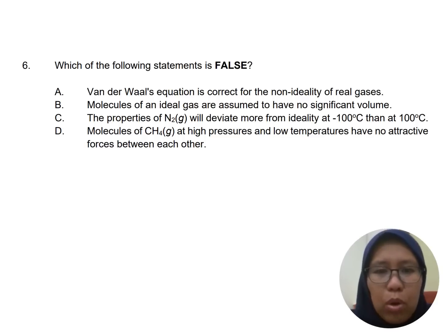Okay, for question number 6, let's look at the question. Which of the following statements is false? Okay, the first option is van der Waals equation is correct for real gas. This is what we know. Real gas is gas that is not ideal. So the first statement is indeed correct.